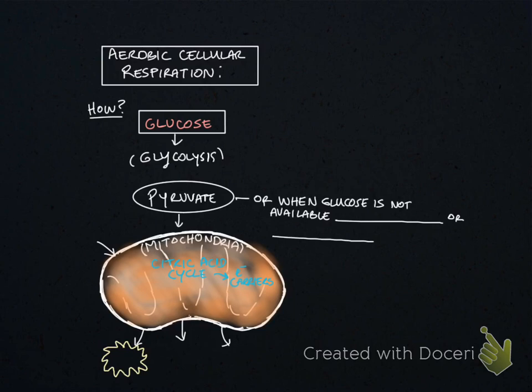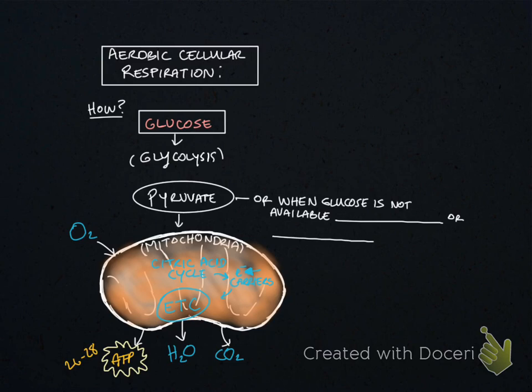And then those electron carriers go to the electron transport chain. And here's where we make the most ATP. But to do all this, we need oxygen, because oxygen ends up being the final electron acceptor here. This is important. So we end up making lots of ATP, something like 26 to 28 ATP from the electron transport chain. And then our byproducts are water and CO2.